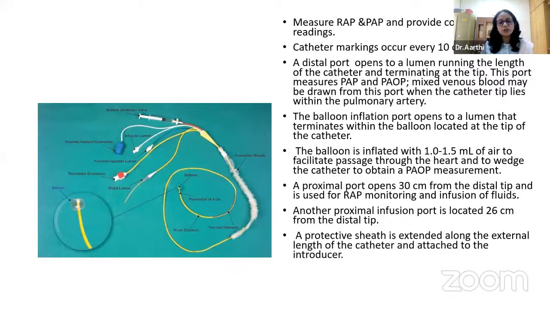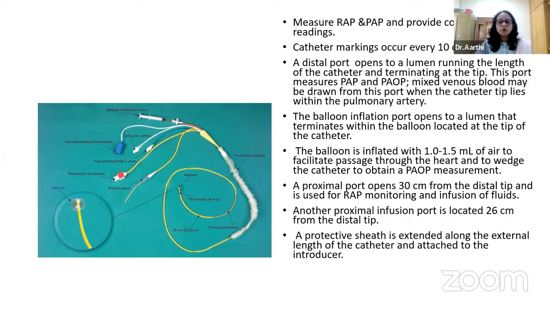Just to refresh the knowledge about the basics of pulmonary artery catheters, it is 110 centimeters long. The catheter markings occur every 10 centimeters, so that the length of the catheter is identified easily. There is a distal port which opens to a lumen running the length of the catheter, terminating at the tip. This port measures the pulmonary artery pressures or pulmonary artery occlusion pressure, and is utilized to sample mixed venous blood.